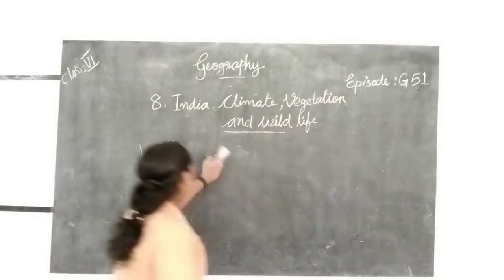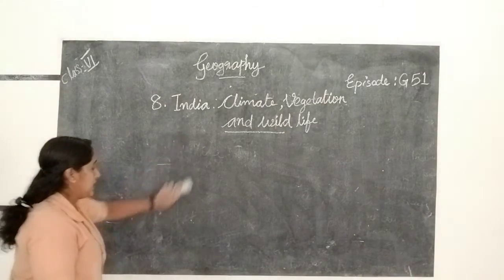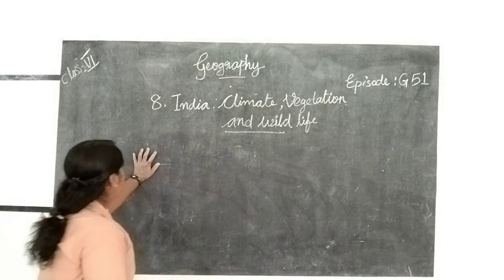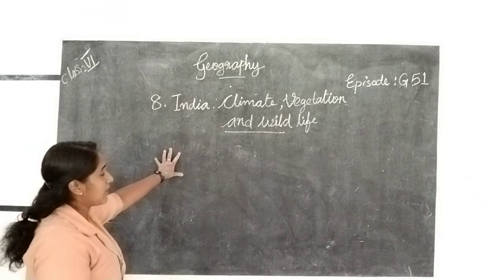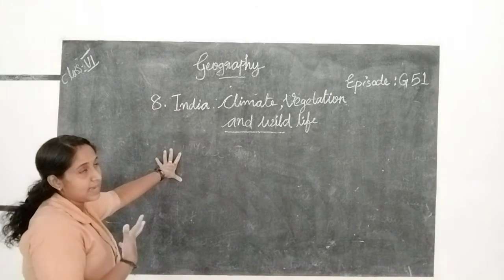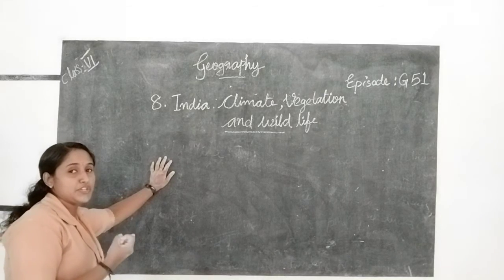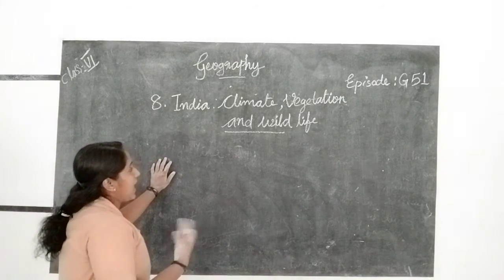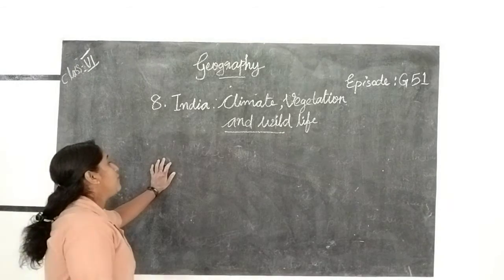So this is the full concept of this chapter. In this chapter, we are discussing India and its climate conditions. Based on this climate, we have four seasons: winter, summer, rainy, that means monsoon, and autumn. And vegetation.